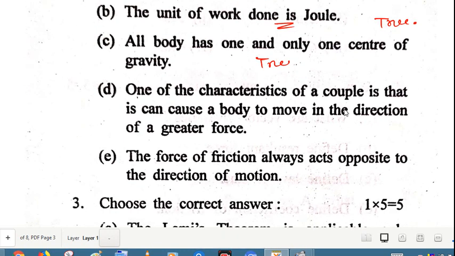One of the characteristics of the couple is that it can cause a body to move in the direction of a greater force. This is false. You know why? Because in a couple, the magnitudes are equal and the directions are opposite. Since the magnitudes are equal for both the forces, how can one have the greater force? You might have got the concept that it is wrong. There is no greater force. Both the forces are equal, but they are combined.